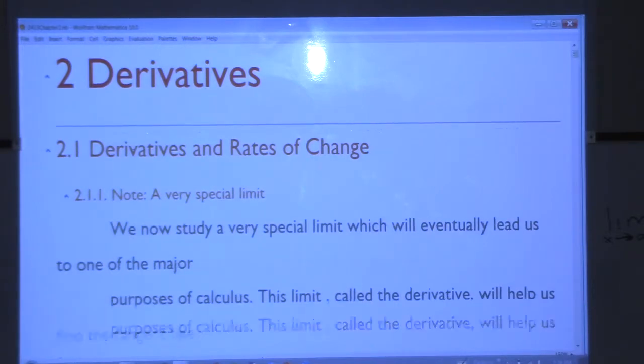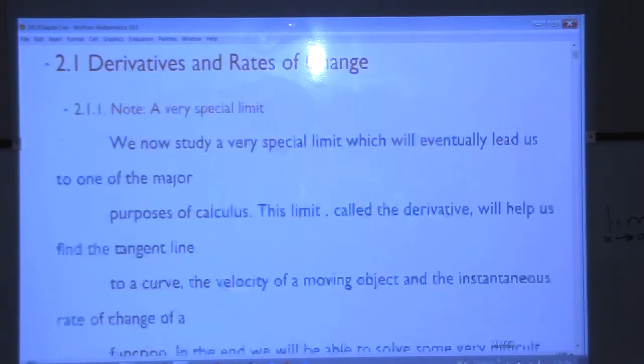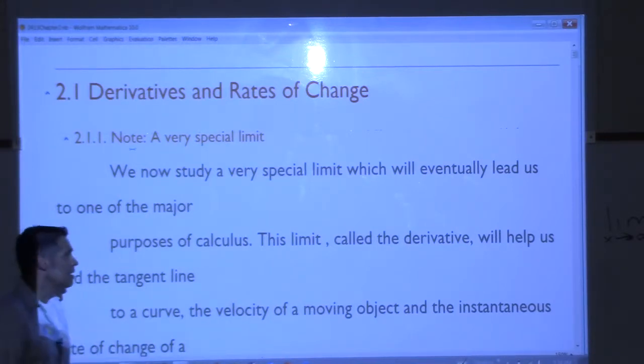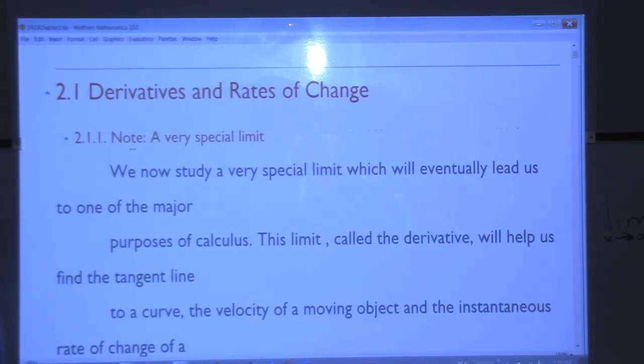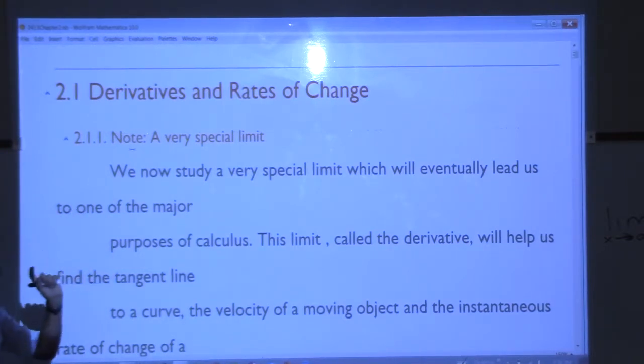All right, so here we go. Derivatives and rates of change. So first, a very special limit. Okay, we now study a very special limit, which will eventually lead us to one of the major purposes of calculus. This limit that we're going to do is going to be called the derivative. So when you hear derivative, it actually is a limit. It's a special type of limit, all right?